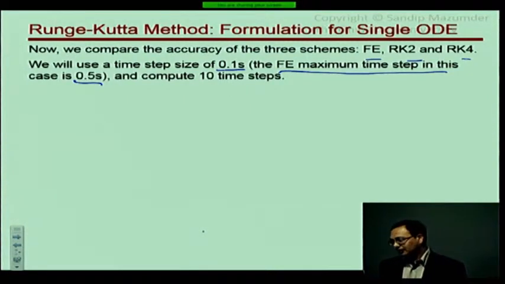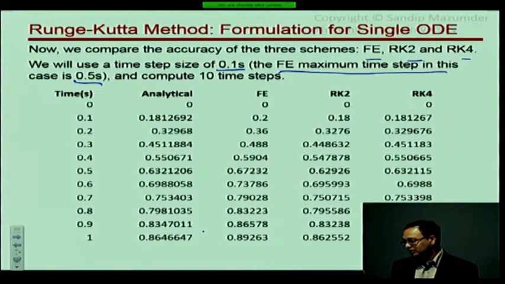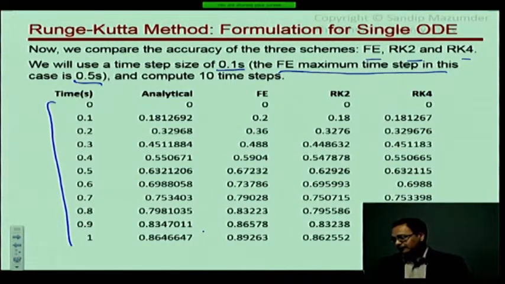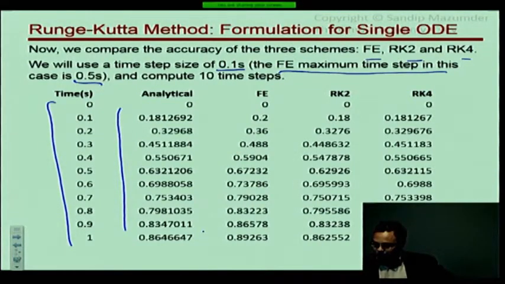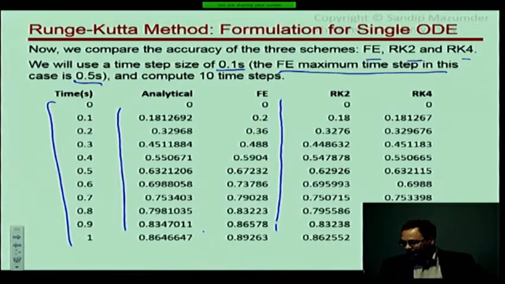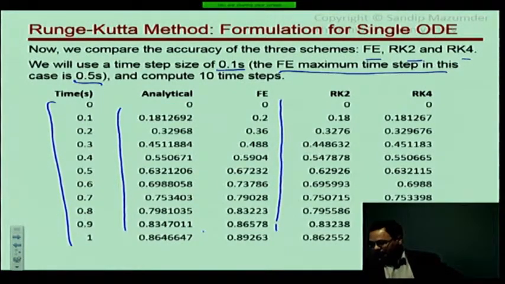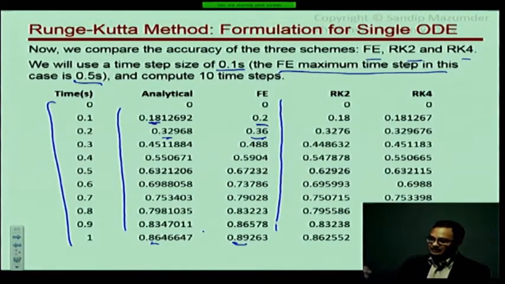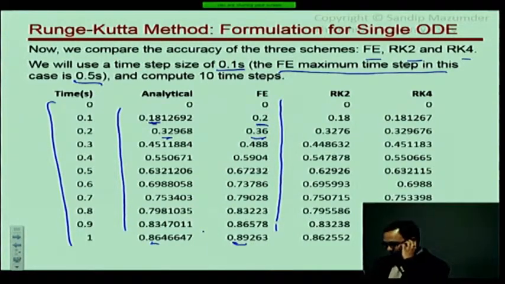But in this case, it's 0.5 seconds, and let's say we compute 10 time steps, so time going from 0 to 1 second. Here's your analytical solution with the formula that I just showed you in the previous page. Here are the solutions of the forward Euler method. You can see there is significant error at all time steps. This is 0.18 versus 0.2, 0.32 versus 0.36. In some time steps it's larger, and then as you get to steady state the error becomes smaller again. This is something we have seen before. Remember those plots I had shown you where the error increases and then starts decreasing again as we go towards steady state. So that's our forward Euler.